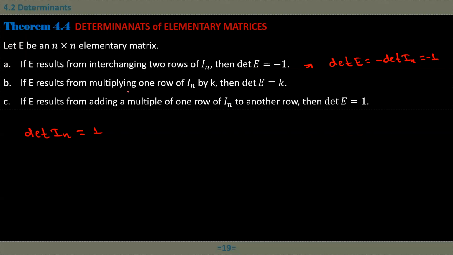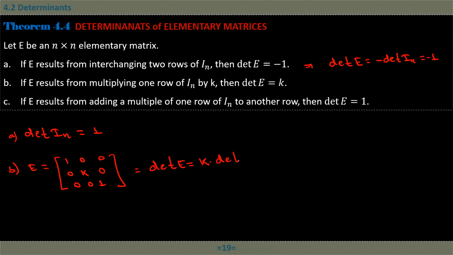And if E results from multiplying 1 row of I_n by K, then the determinant of E is equal to K. We are talking about something like this, where B, as our elementary matrix, is this. Here we have 1, 0, 0, 0. Let's say we multiply the second row by K, 0, 0, 0, 1. And what is the determinant? We can take this K out, so it is K times the determinant of the whole thing, which is just I, so it is equal to K.